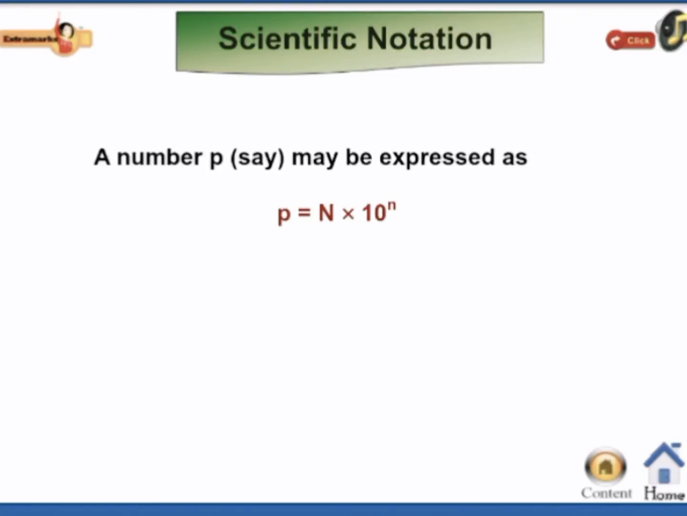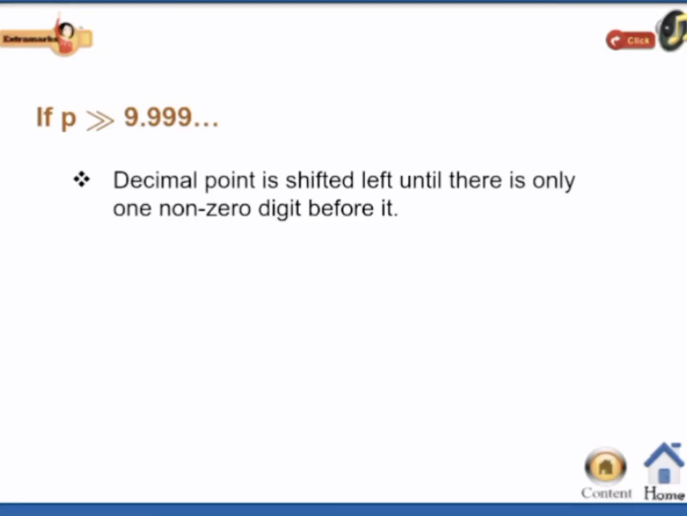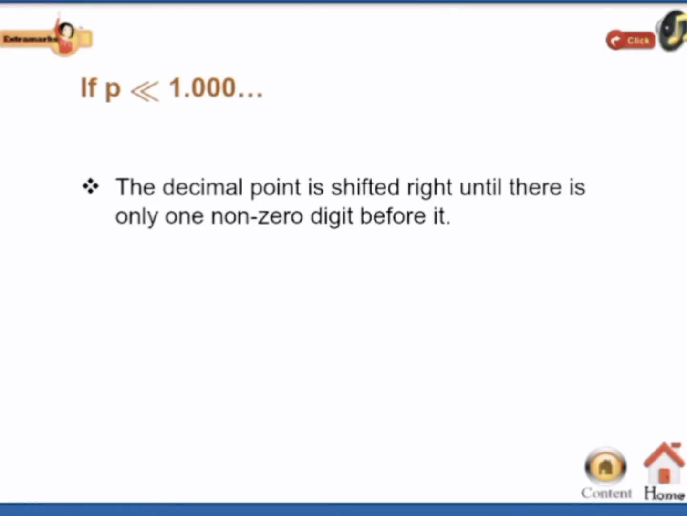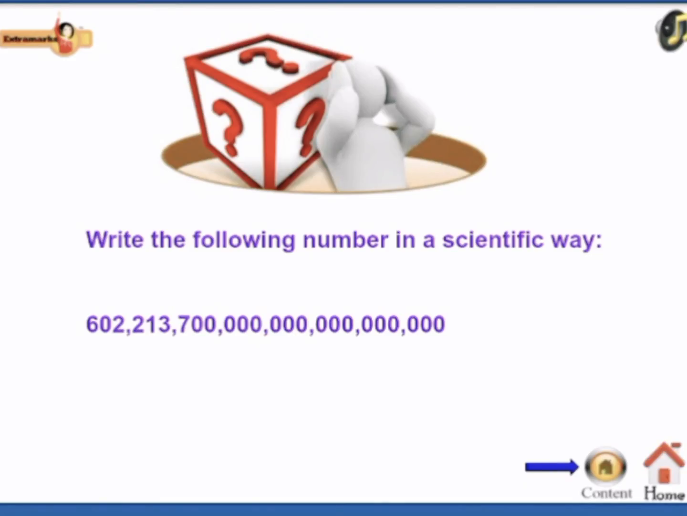A number, say P, may be expressed as follows. If P is very much greater than 9.999, then the decimal point is shifted left until there is only one non-zero digit before it. When P is equal to 14,85,679.2, if P is quite less than 1.000, P is a number in a scientific way.